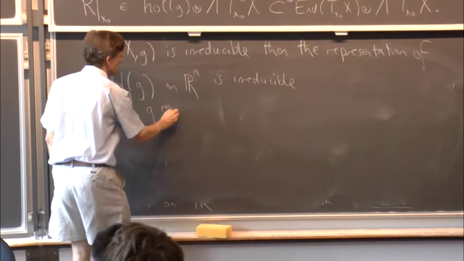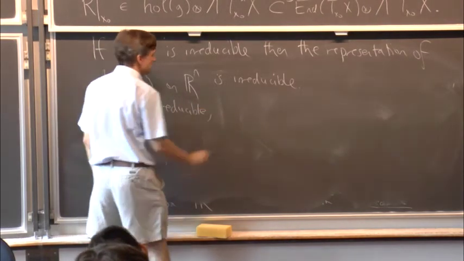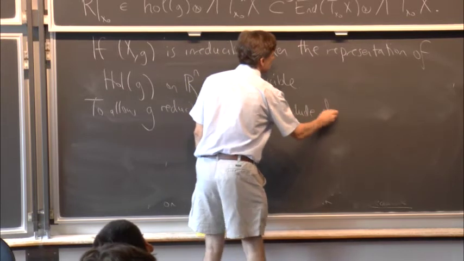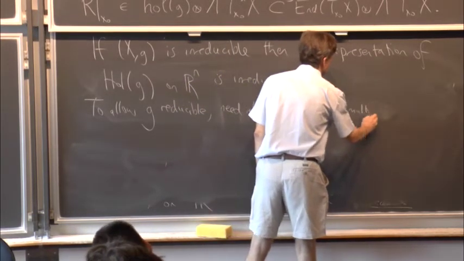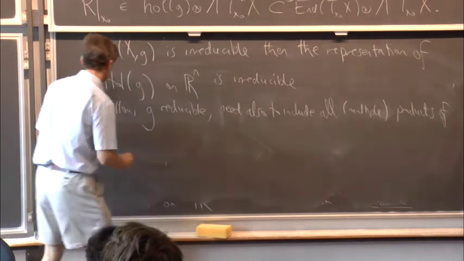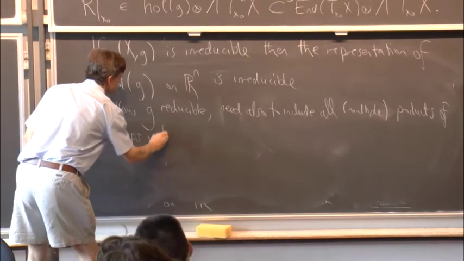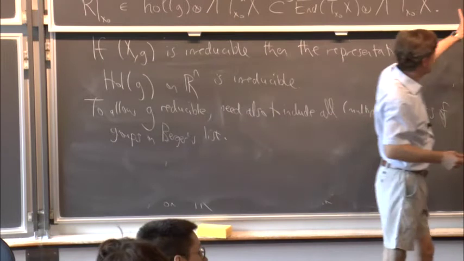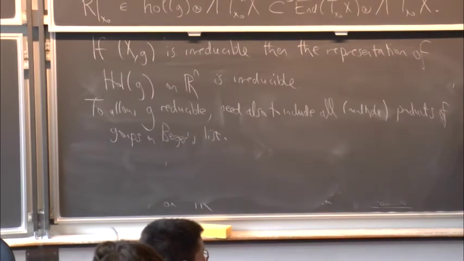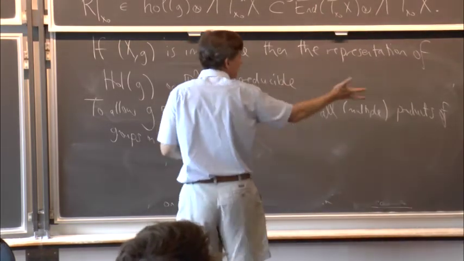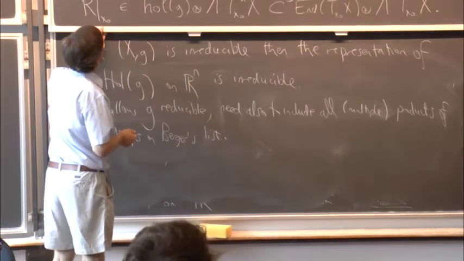So to allow G reducible, we'd need to include multiple products of groups on Berger's list. Okay, so there's no more work to do really in allowing things to be reducible. You need to include things like U(2) cross U(3) acting on R^10, which is C^5, and so on. All multiple products of things in there would have to go on your list. All right.